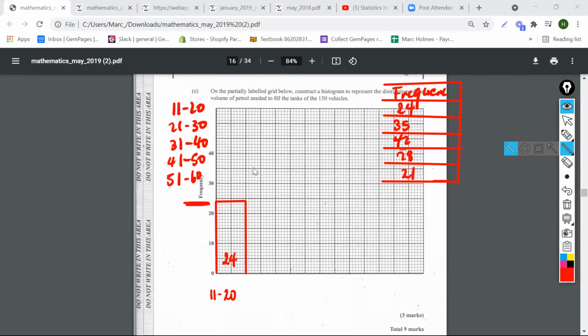Then the next one says 35. So 35 would be right here, right? 35, because this is 30. So this is 35 over here. And we do the same thing. We draw this down. So that would represent 35, and this would be for the class 21 to 30. And for the next class, which is 31 to 40, we would need 42. So 42 is actually right here on the graph.